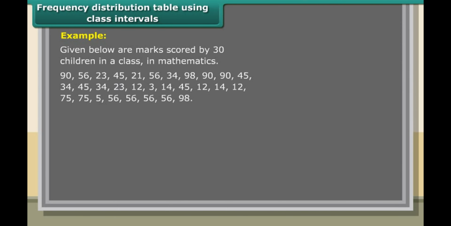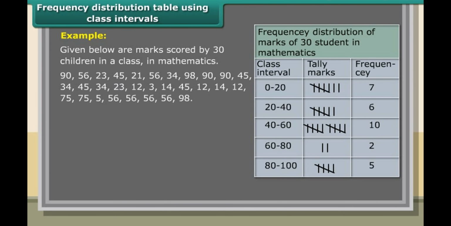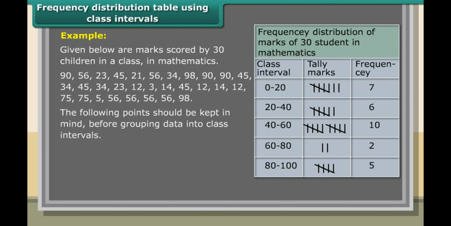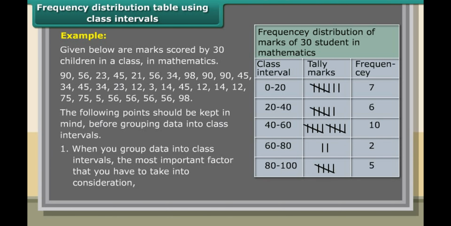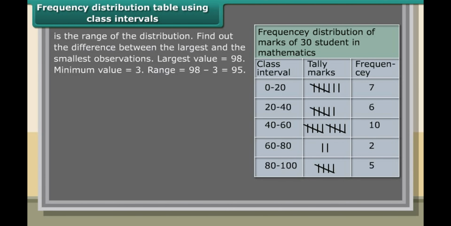Frequency distribution table using class intervals. Example. Given below are marks scored by 30 children in a class in mathematics. The following points should be kept in mind before grouping data into class intervals. 1. When you group data into class intervals, the most important factor that you have to take into consideration is the range of the distribution. Find out the difference between the largest and the smallest observations.